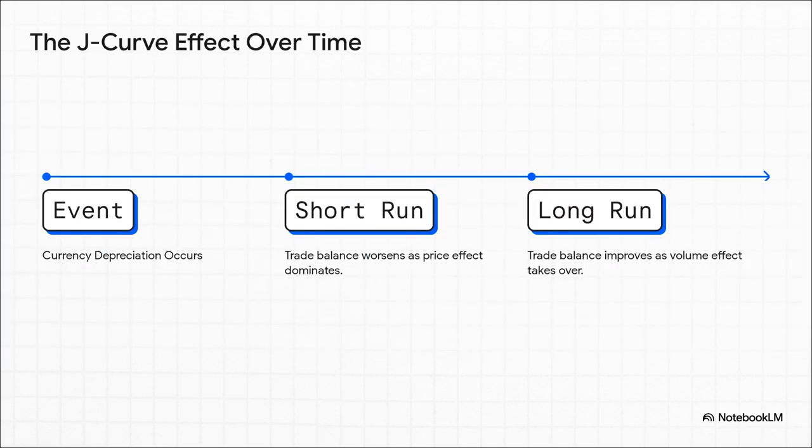And you can see that whole story right here on this timeline. The depreciation happens and bam, immediately you see the trade balance take a nosedive. That's the short run. It gets worse. But if you just wait, if you stick with it, you hit the long run. People's buying habits change, the volume of trade adjusts, and that line swings right back up, way past where it started. You see it now, right? It literally draws the shape of a J.